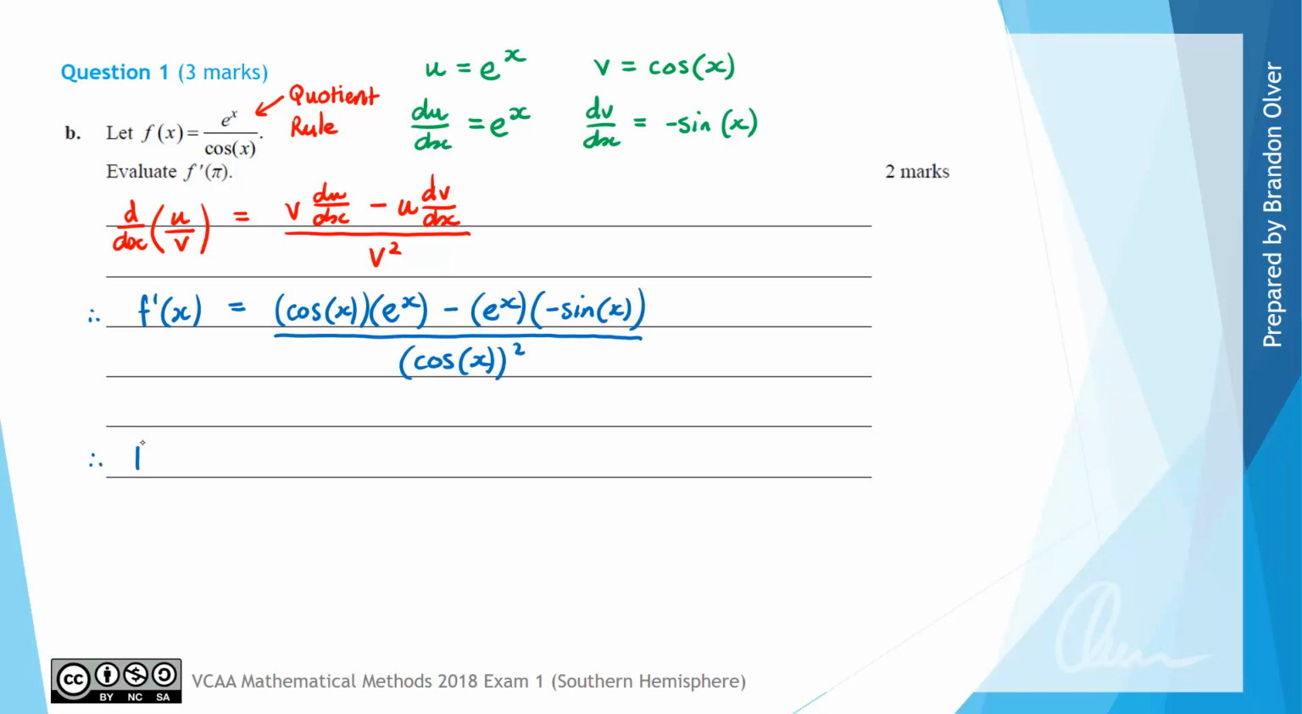Next we need to evaluate the derivative f dashed when x is pi. So we're now going to substitute pi in wherever there's an x. So here we will have cos of pi multiplied by e to the power of pi. And then the two negatives here that are multiplying together actually give a positive, so we're going to have plus e to the power of pi times sine of pi. And then on the bottom line we're going to still have cos of pi squared.